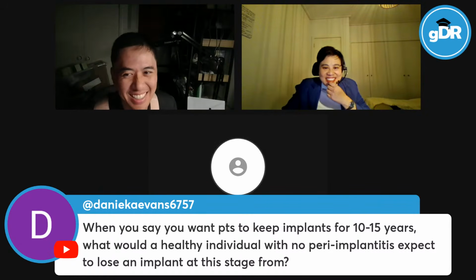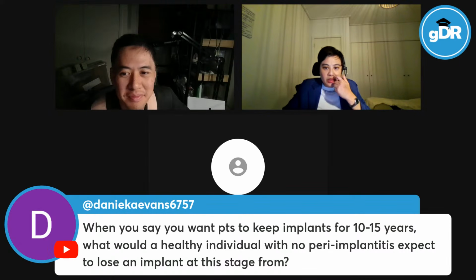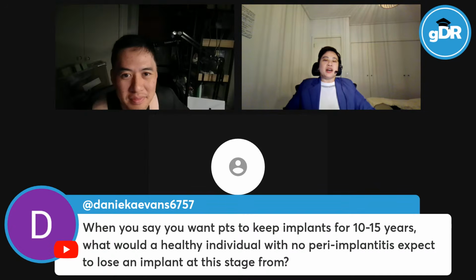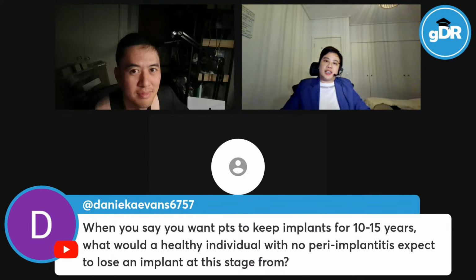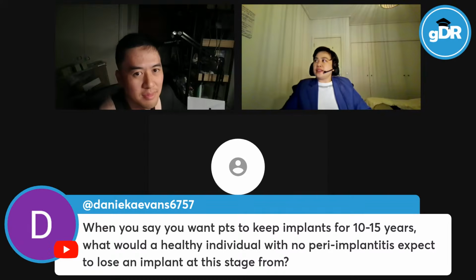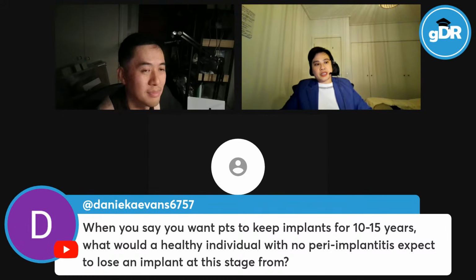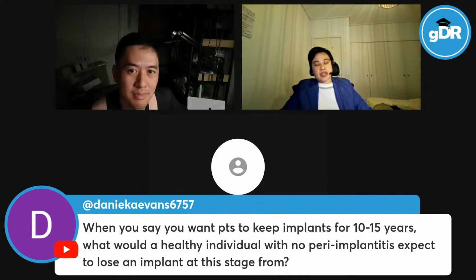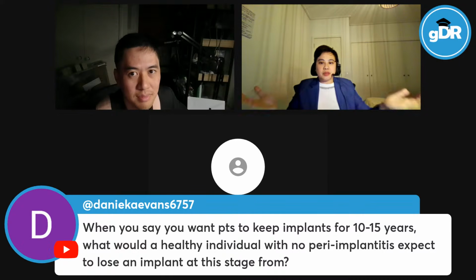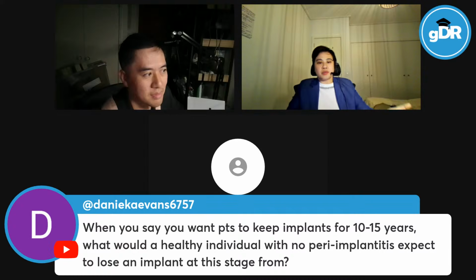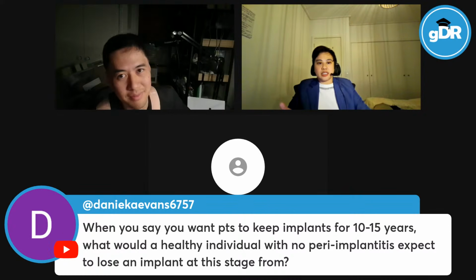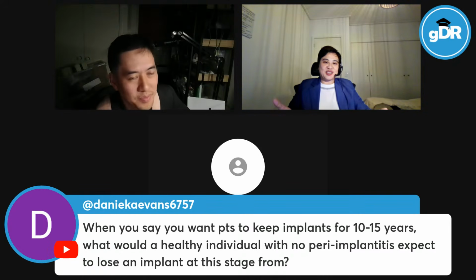When you say you want patients to keep implants for 10 to 15 years, what would a healthy individual with no implants lose? I tell them we don't run around looking to take your implant out. And I have seen my own mentors' patients with implants placed in the 80s. They're now 40, 50 years old. So they're 40 years. But I also tell the patients implants were invented in 1972. They were presented to the world in a congress in 1982. We do not have data more than 40 years. So we can't tell you what happens after 40 years.